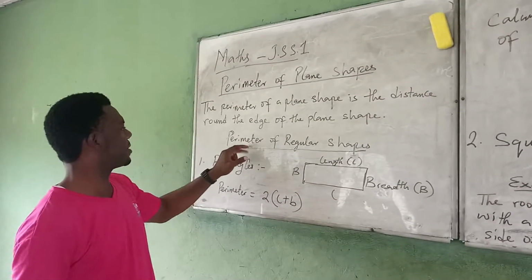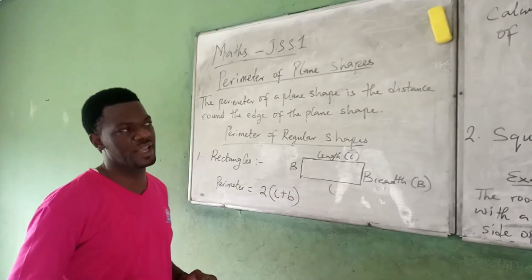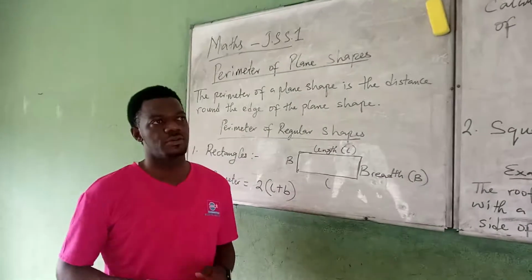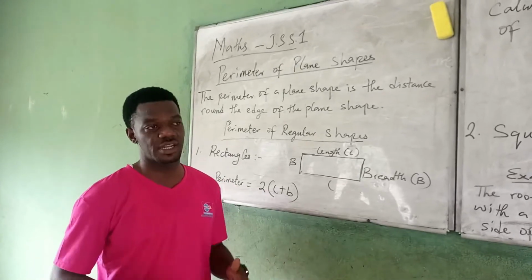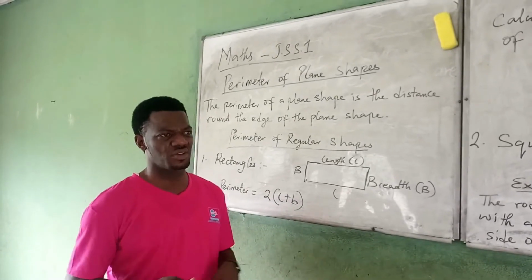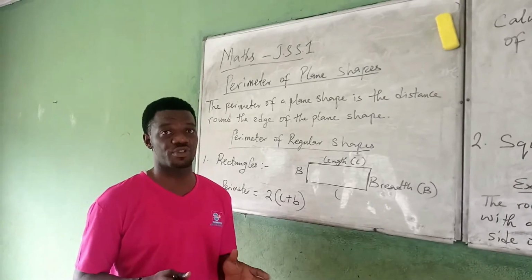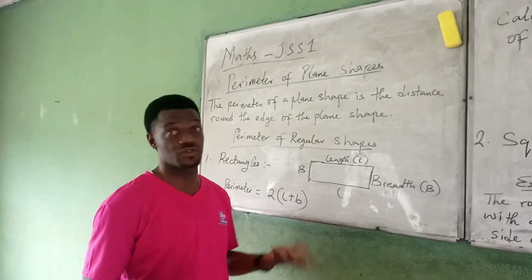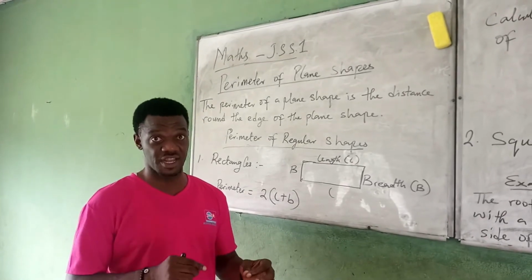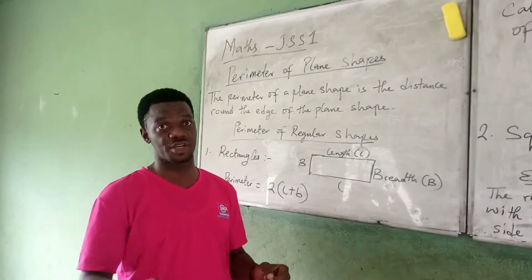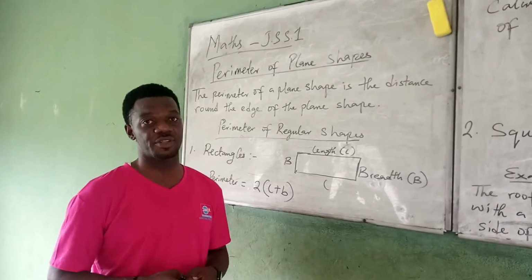Now, we go immediately to the perimeter of regular shapes. What do we mean by regular shapes? Irregular shapes are like stones, those shapes that don't have a definite pattern. For such a shape, you cannot find the perimeter just as we are doing. You can only use a thread or a rope, tie it around the shape and measure it on a ruler. That's how to find the perimeter of such an irregular shape.